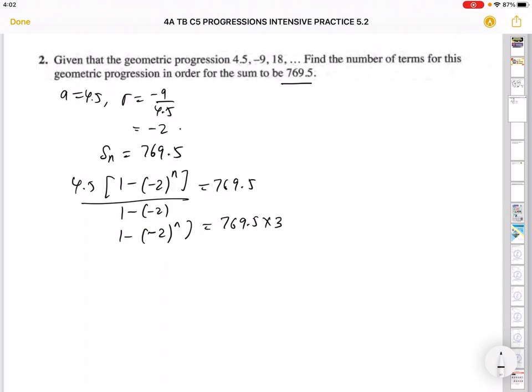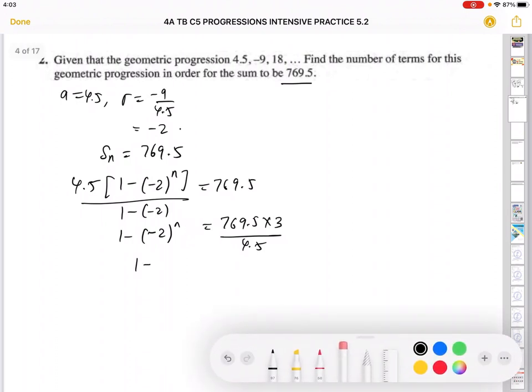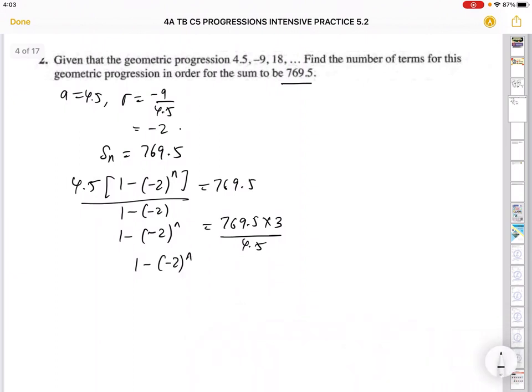Divide by 4.5. And you will get, this is a bit ugly, 513. Yeah? Okay, and when you switch this over, I'm going to write negative 2 power n first. This is negative 512. Now negative 512 is negative 2 power 9. You can use a calculator to do trial and error, right?